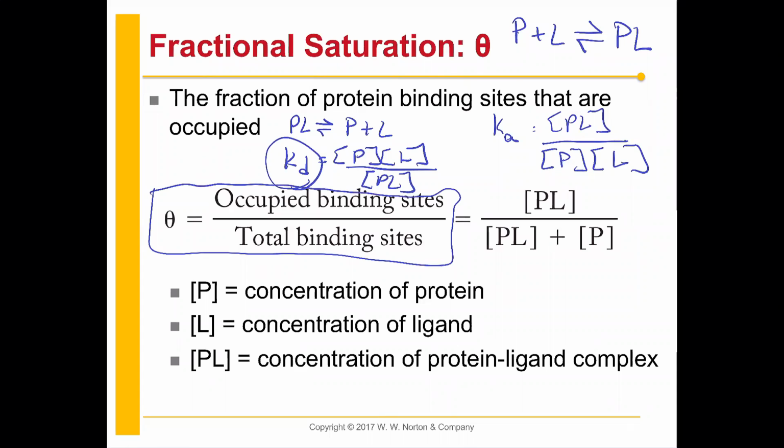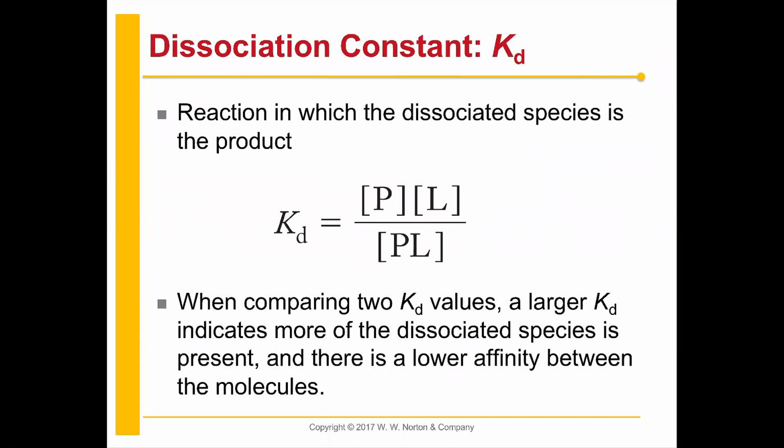So fractional saturation. This allows you to identify how much of the ligand is actually bound by the protein and how much of the protein is unfilled. So if we can look at fractional saturation and we can look at a KD, the dissociation constant for our protein, we can have 2 different factors that look at the activity of our protein.